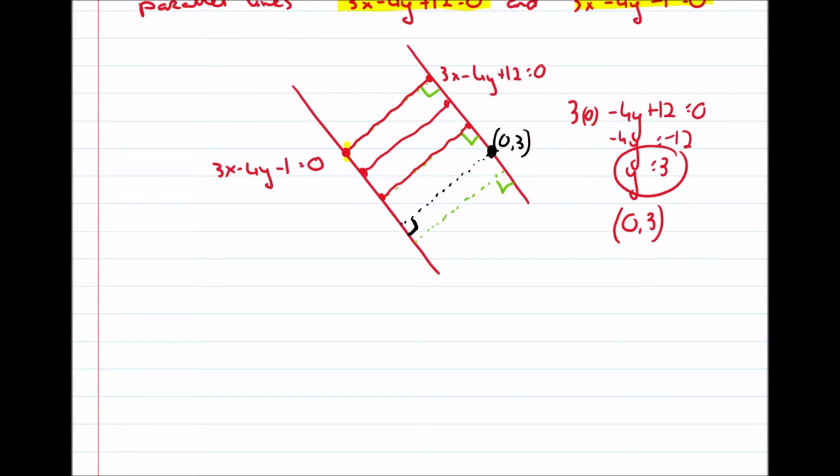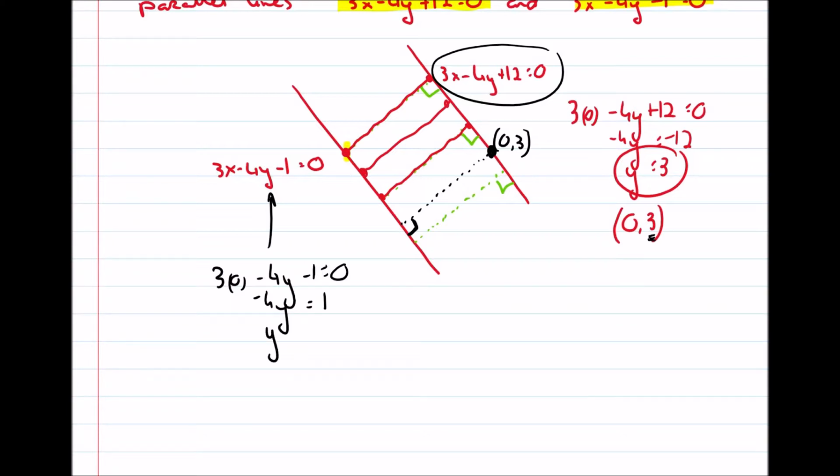Now why did I choose this one rather than this one? The only reason is because I noticed here if I let x equal 0, I would get a whole number. Whereas over here, if I let x equal 0, watch what would happen. Minus 4y equals 1, so y equals minus a quarter. So the point would be 0, minus a quarter. And I didn't want to be dealing with fractions, so I just chose the other one that would allow me to get a nice point. That's the only reason.